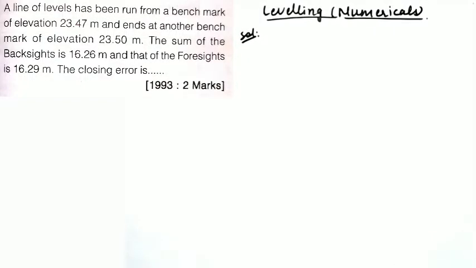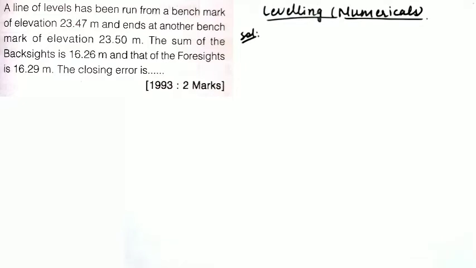We have studied the theory related to leveling. So now it's the time to solve few numericals that were asked in GATE previous years related to leveling. The first question says that a line of levels has been run from a benchmark of elevation 23.47 meters. That means you started your leveling procedure from a benchmark which has the RL of 23.47 meters.